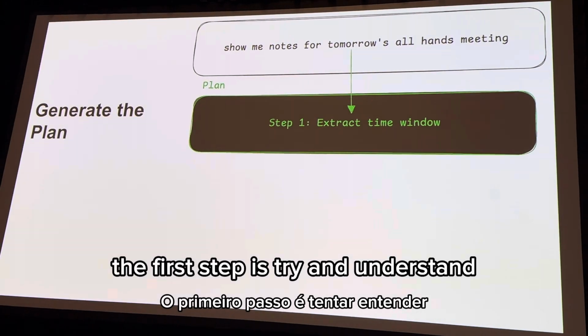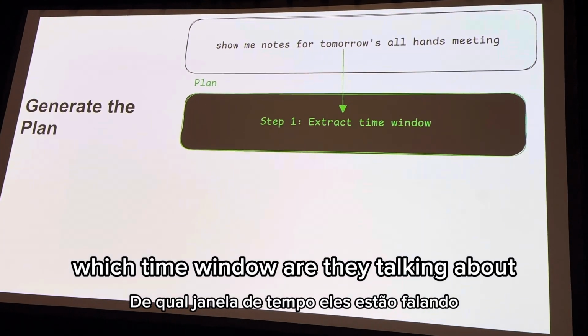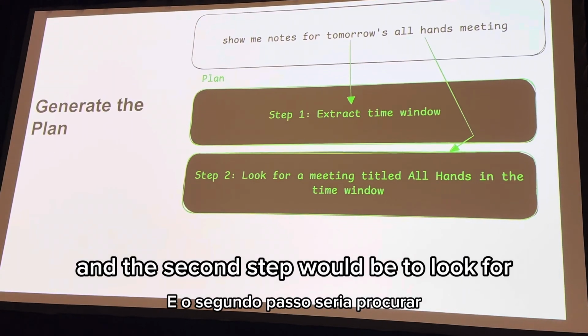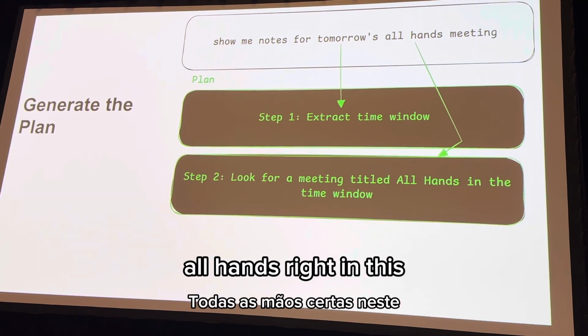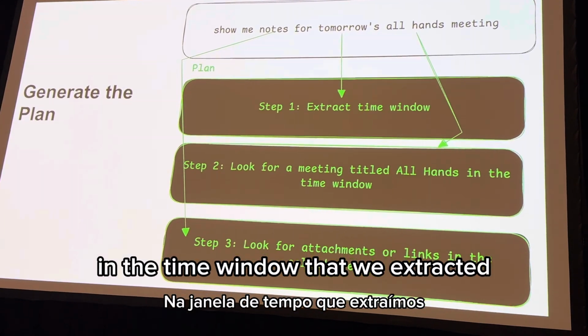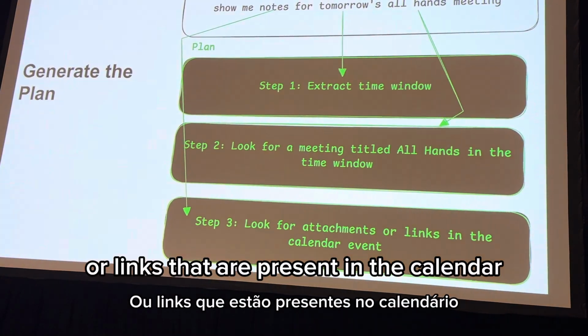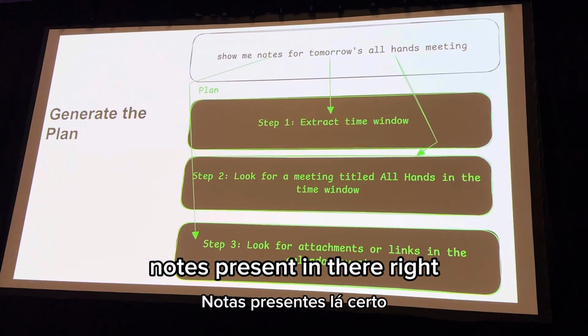The first step is to understand which time window they are talking about. It's tomorrow in this case. The second step is to look for meetings titled all hands in the time window that we extracted. And the third is to look for attachments or links in the calendar event to see if there are notes present in there.